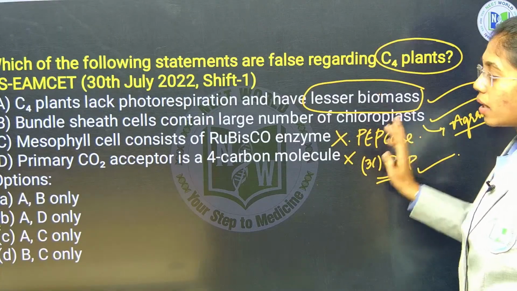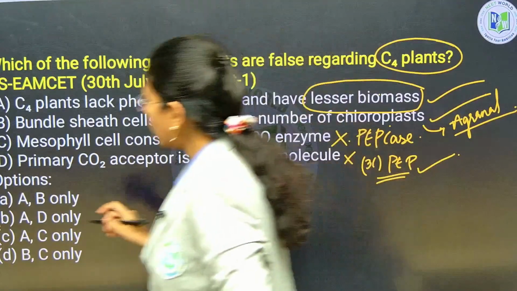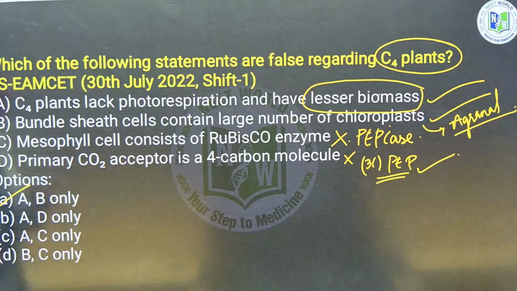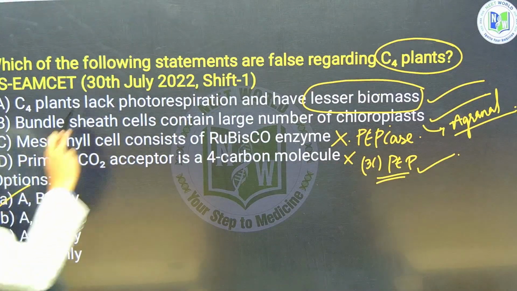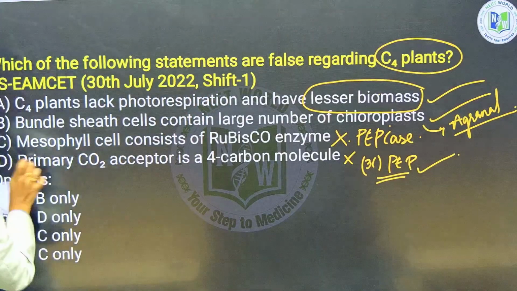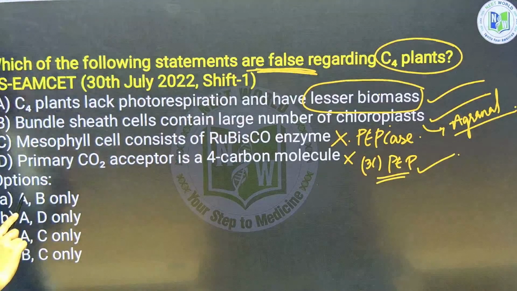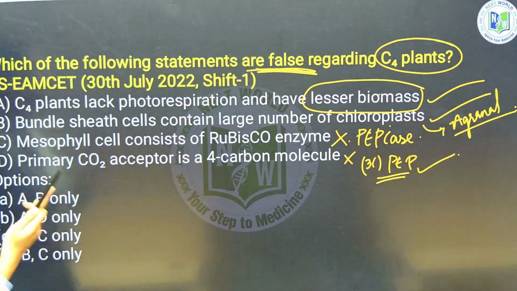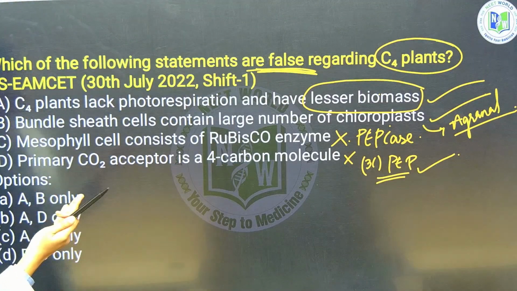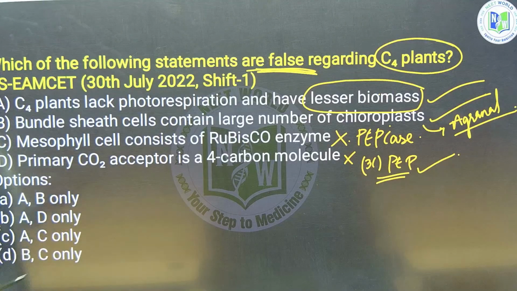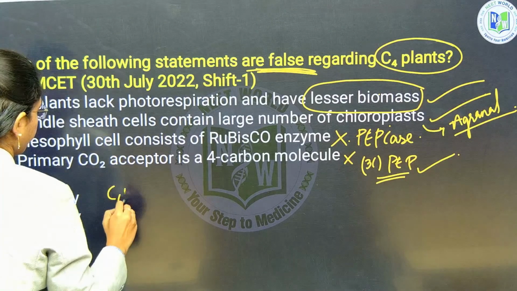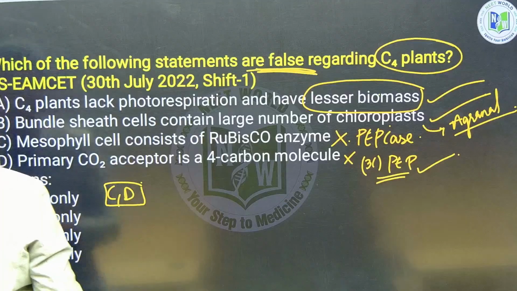A and B are true. So, option A is the right answer here, A and B. Clear? Next question. Sorry, he asked us for false statements, right? Yeah, this is more important in statement based questions, whether he is asking us to identify correct statements or incorrect statements. So, here incorrect statements will be C and D.